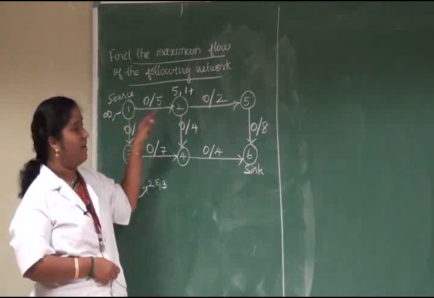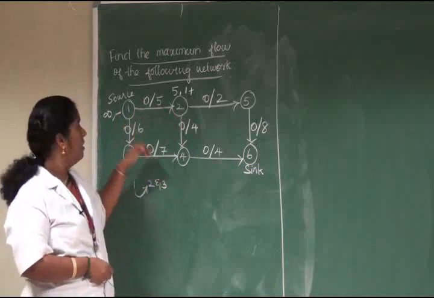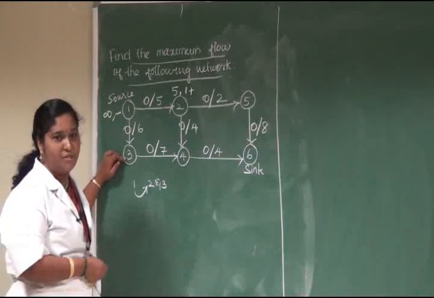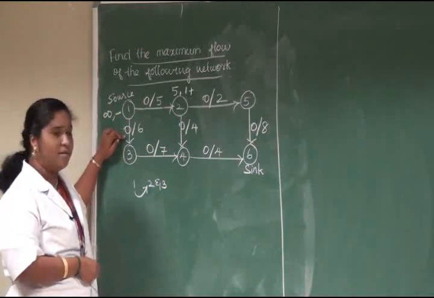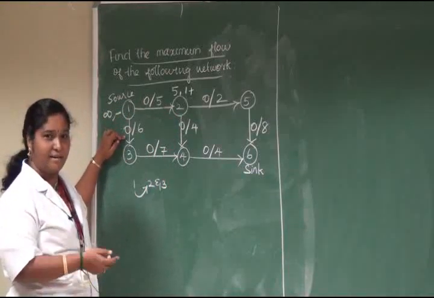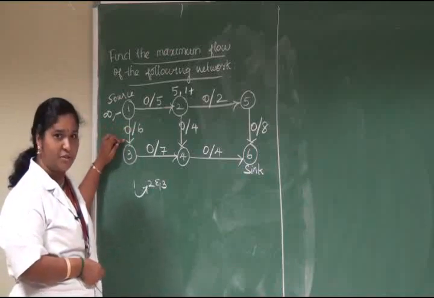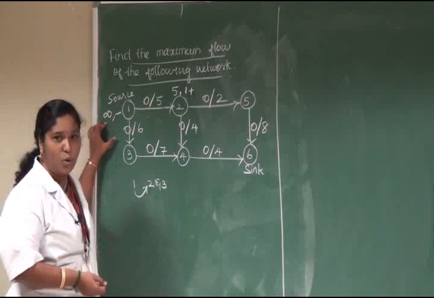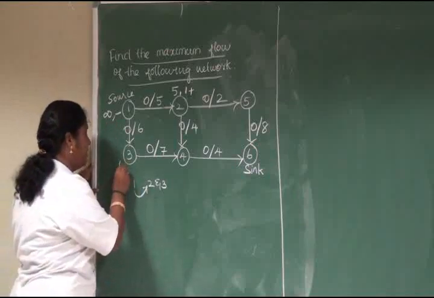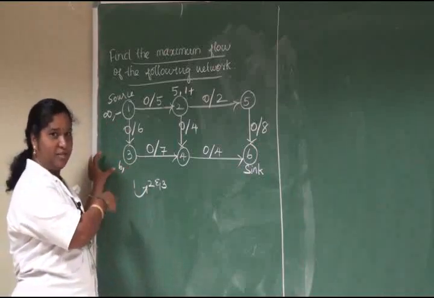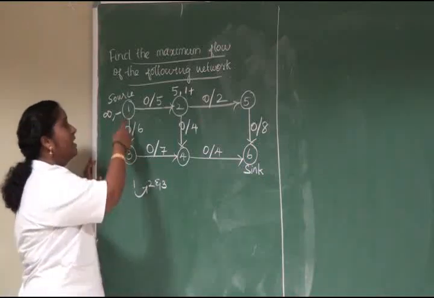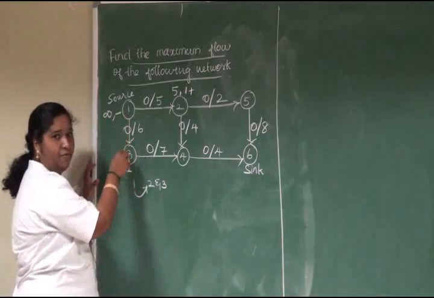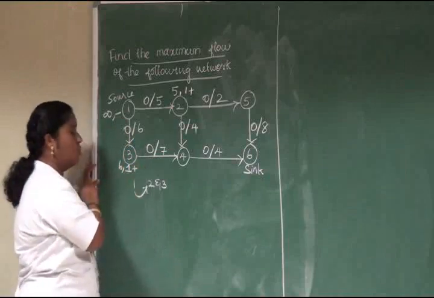From vertex 1 we can reach vertex 3 also, and the similar procedure has to be applied. Calculate the remaining capacity: it is 6 minus 0, which becomes 6. Find the minimum between 6 and infinity, which is obviously 6. So the first label of vertex 3 is 6, and since vertex 3 is reached from vertex 1 by a forward edge, it has to be written as 1 plus.